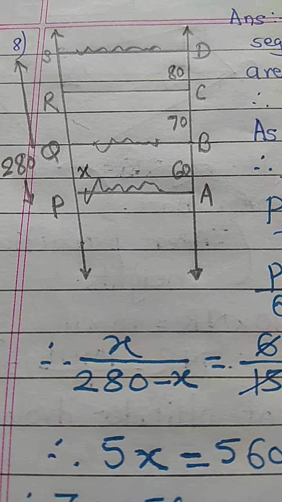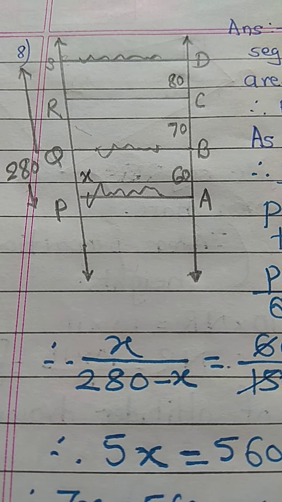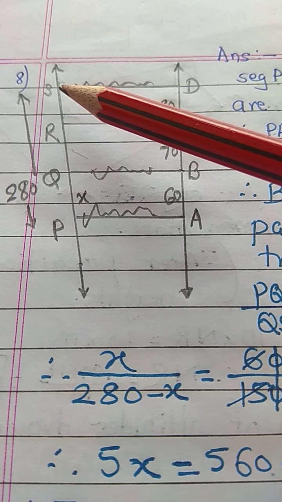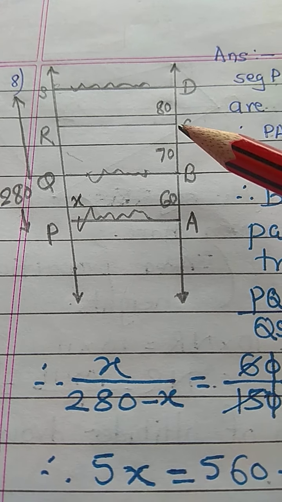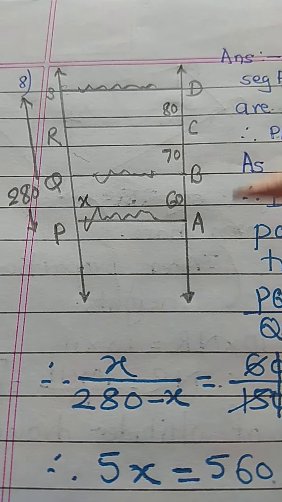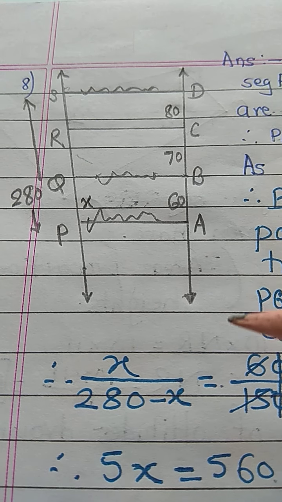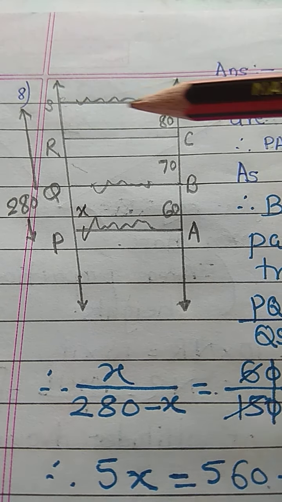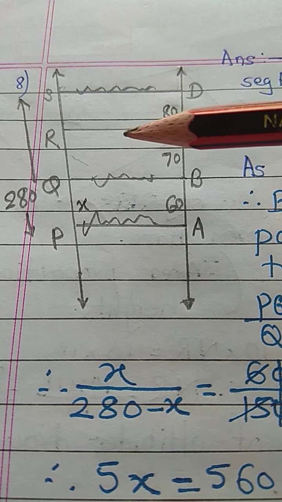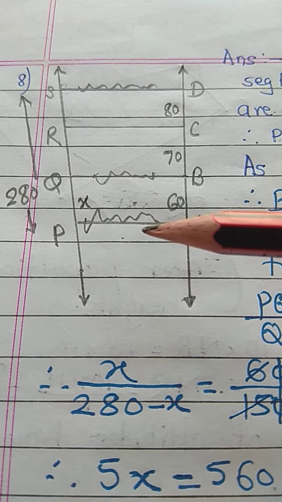Problem set 1, question number 8. We will discuss this question once again. Here, segment SD, segment RC, segment QB and segment PA are perpendicular to the same line AB. As these segments are perpendicular to the same line, these four segments are parallel to each other.